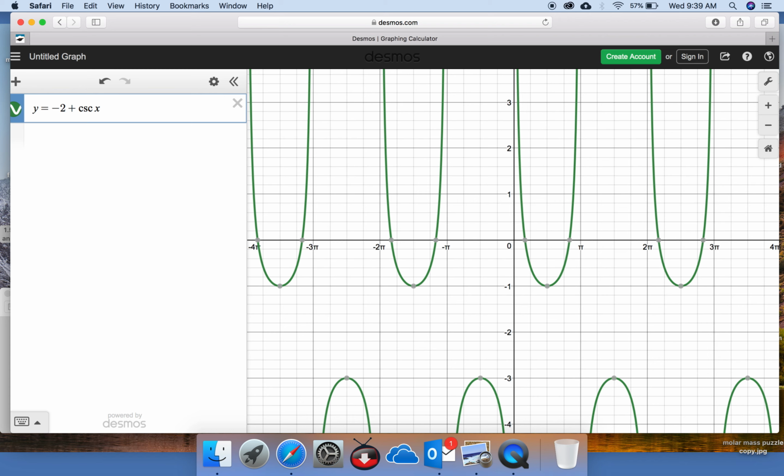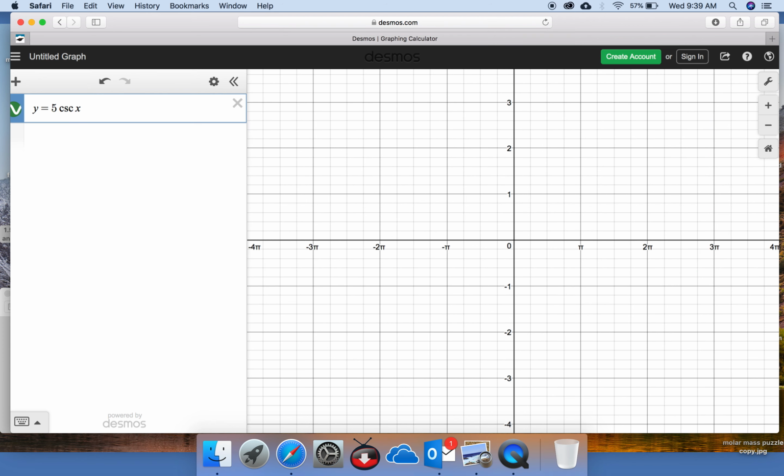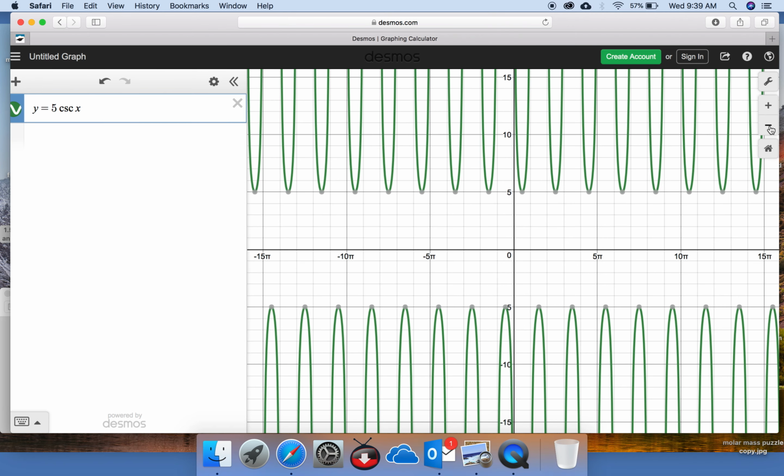If I put a value in the front, say 5, it just multiplies each value by 5. So here we go. So that changes my amplitude.